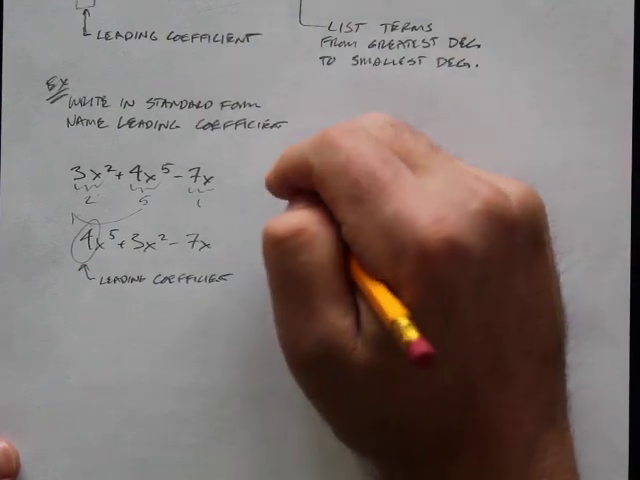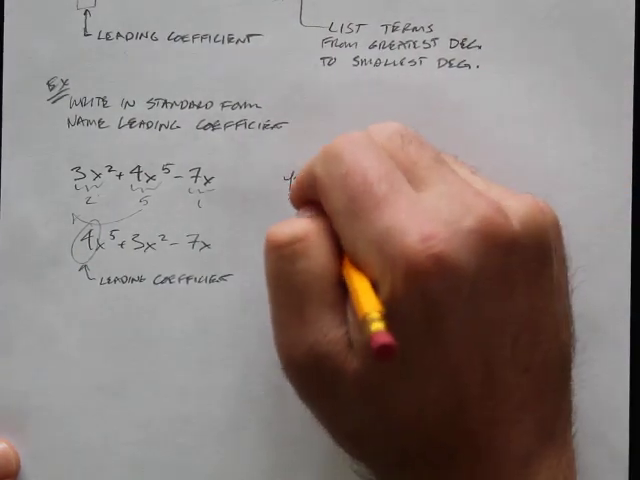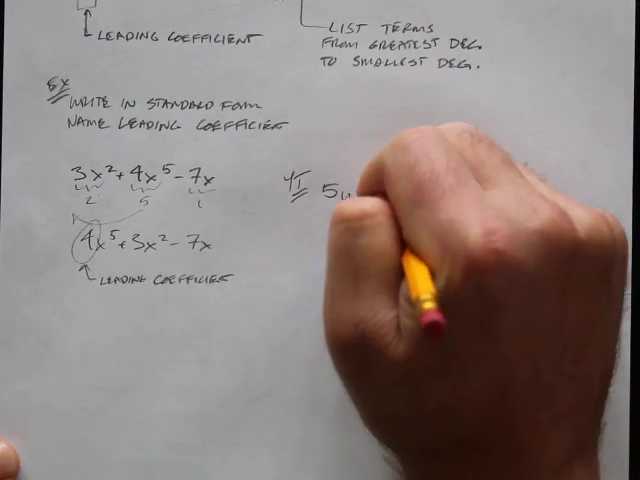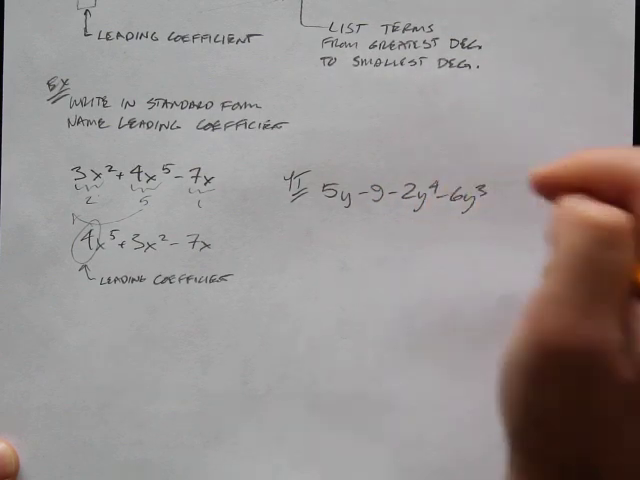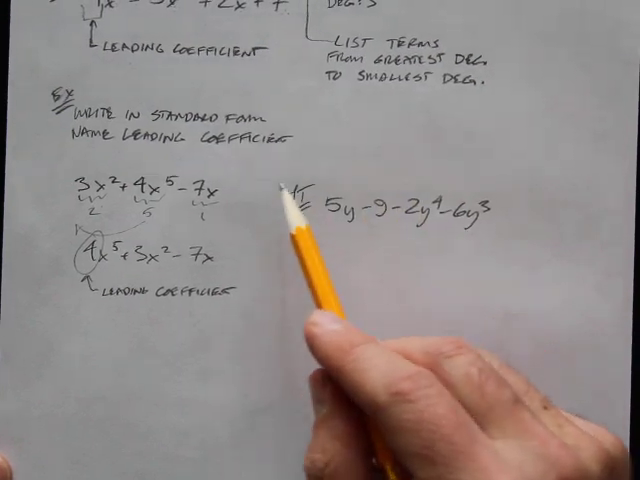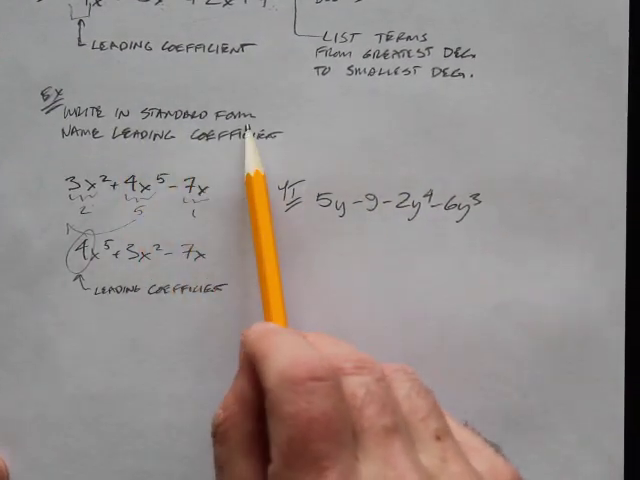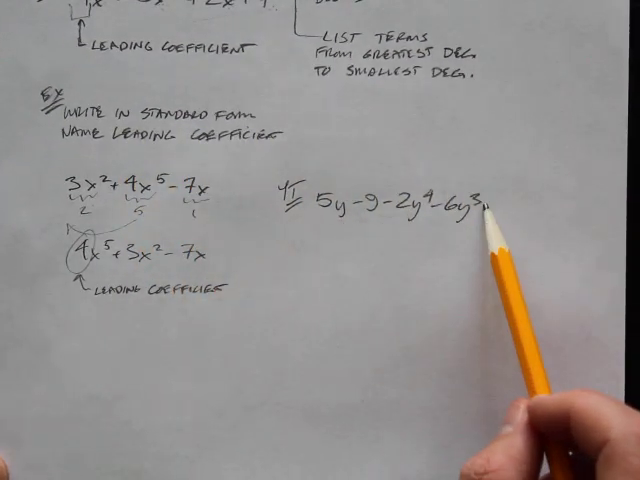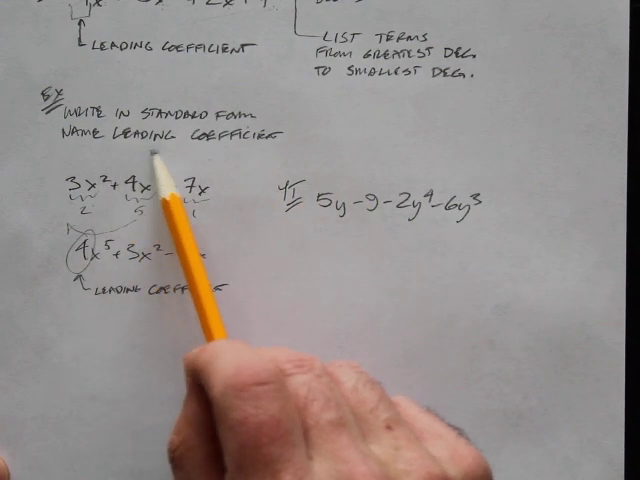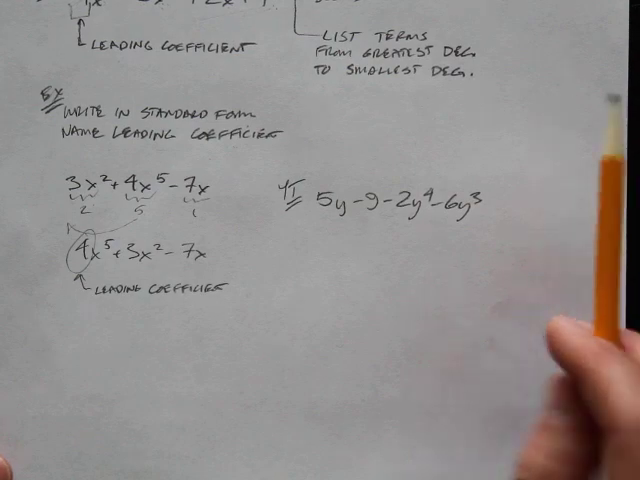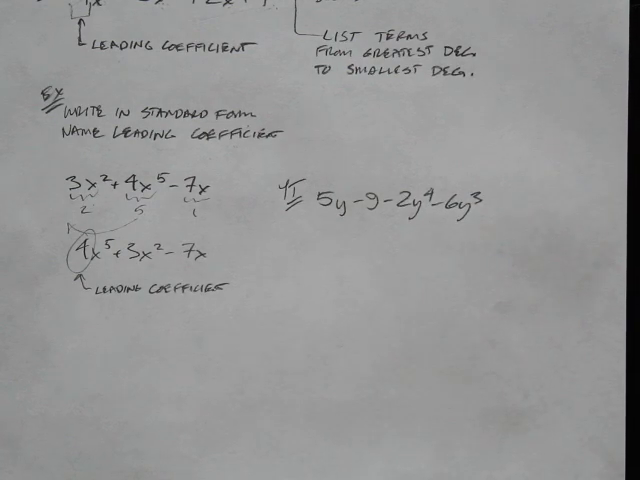All right, now you try one. 5y minus 9 minus 2y to the 4th power minus 6y cubed. All right, write this in standard form, greatest to least degrees, and then name the leading coefficient. All right, go ahead and pause and go.